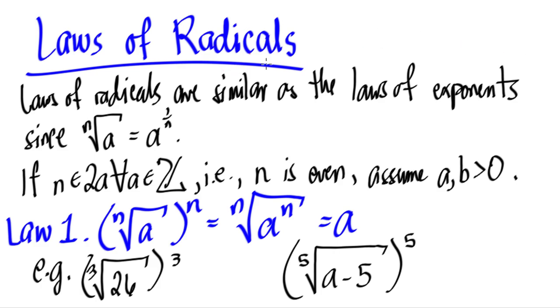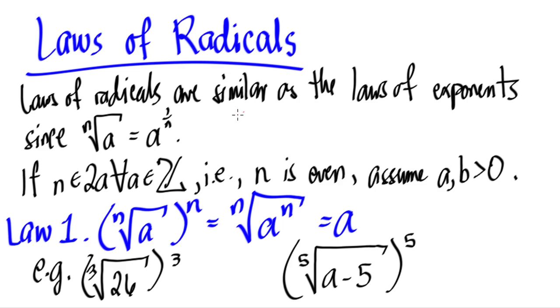The laws of radicals are very similar to the laws of exponents, since we know that the nth root of a is equal to a raised to 1 over n. It came from the concept of fractional exponents. So radicals and exponents are very much related to one another. We're going to have some laws on how to effectively use and manipulate radicals, indices and radicands.